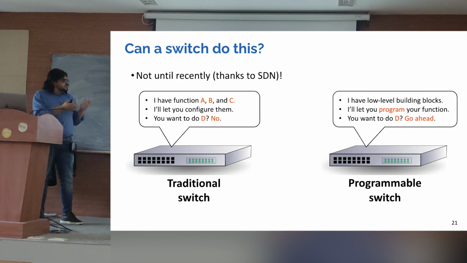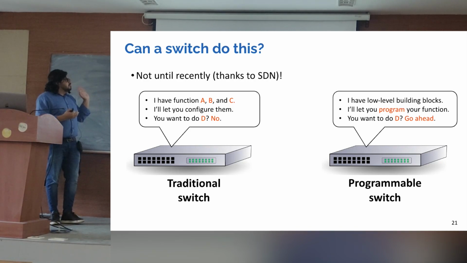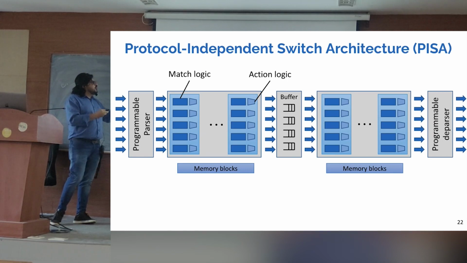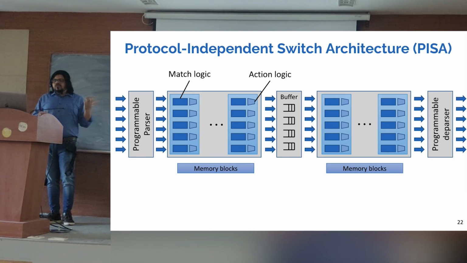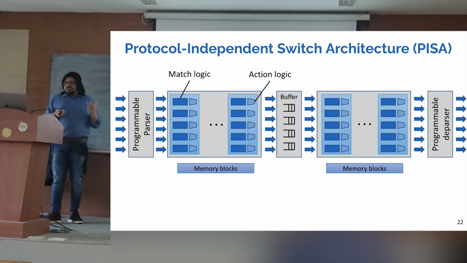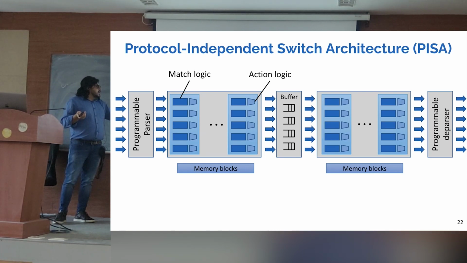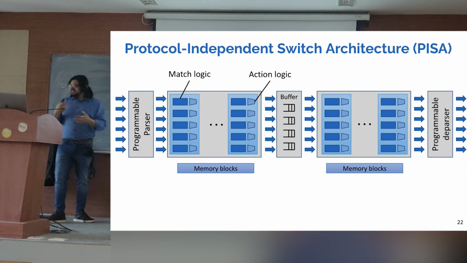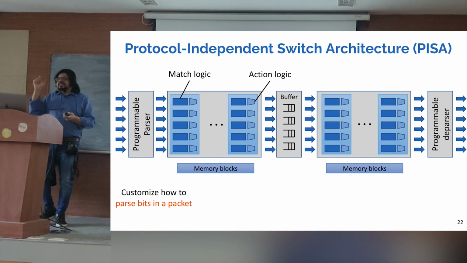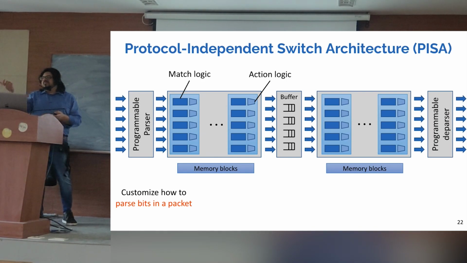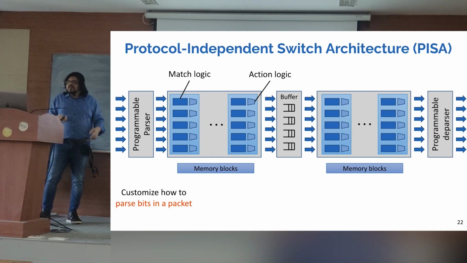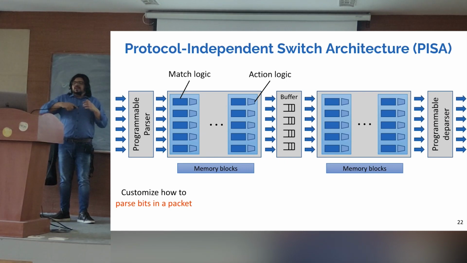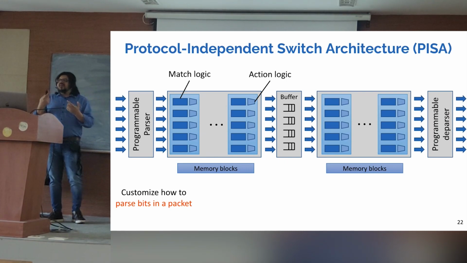So what do these switches look like? Essentially, they work on this concept of protocol-independent switch architecture, or PISA. Without going into a lot of detail, it has essentially four features. It lets you customize how to parse bits in a packet. So you can tell it exactly which parts of the packet you need. Suppose you need only the source IP address and nothing else, you can just pick that part.